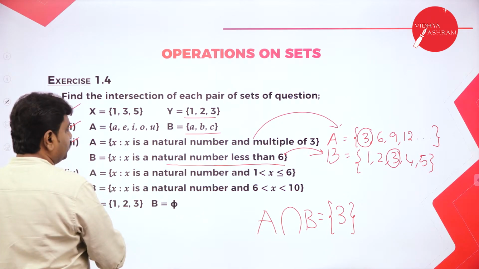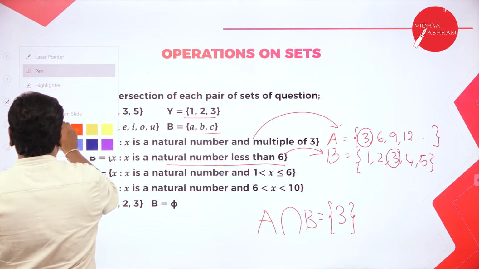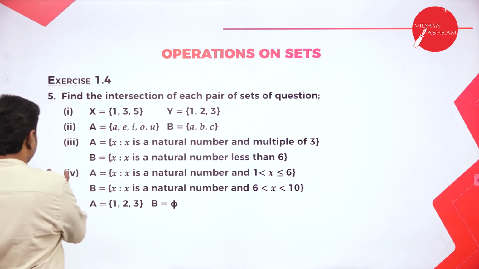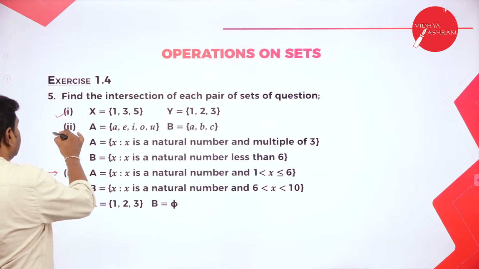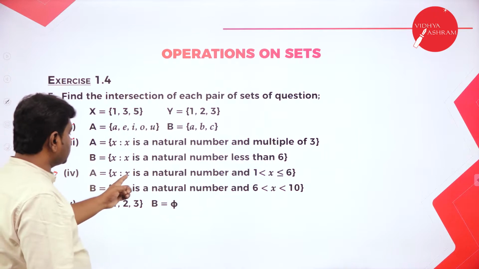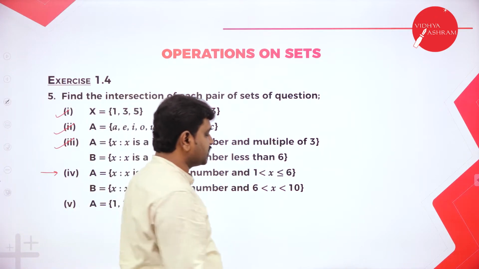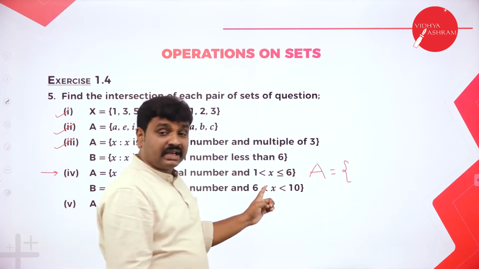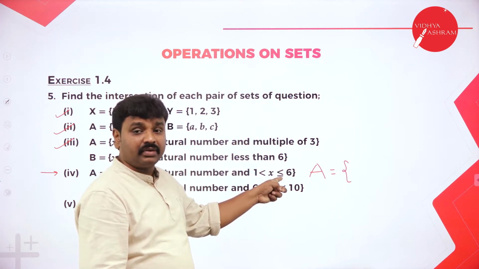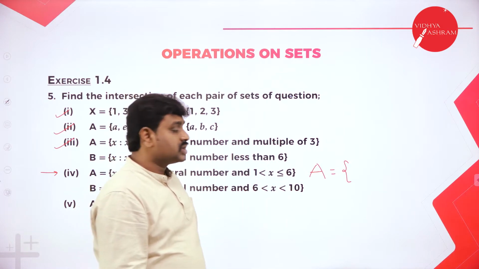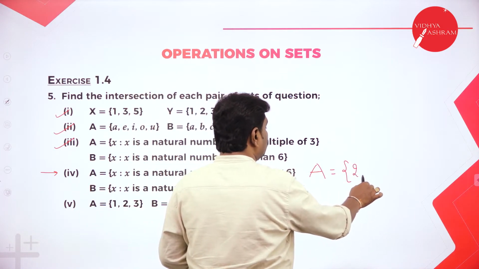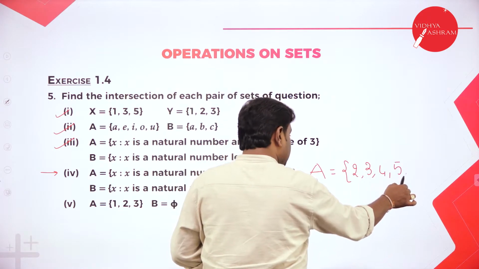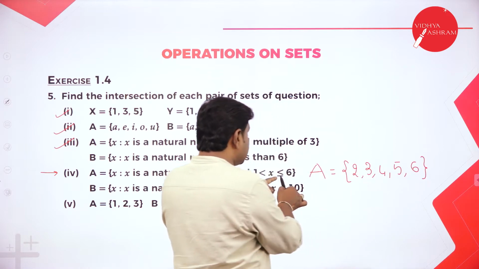Now we'll go to the fourth one. I'm talking about question number 4. We are done with 1, 2 and 3. So x is such that x is a natural number lying between 1 and 6. Can you tell what is A? In this set, natural numbers strictly greater than 1, but less than or equal to 6. So what are the natural numbers greater than 1? 2, 3, 4, 5, 6.